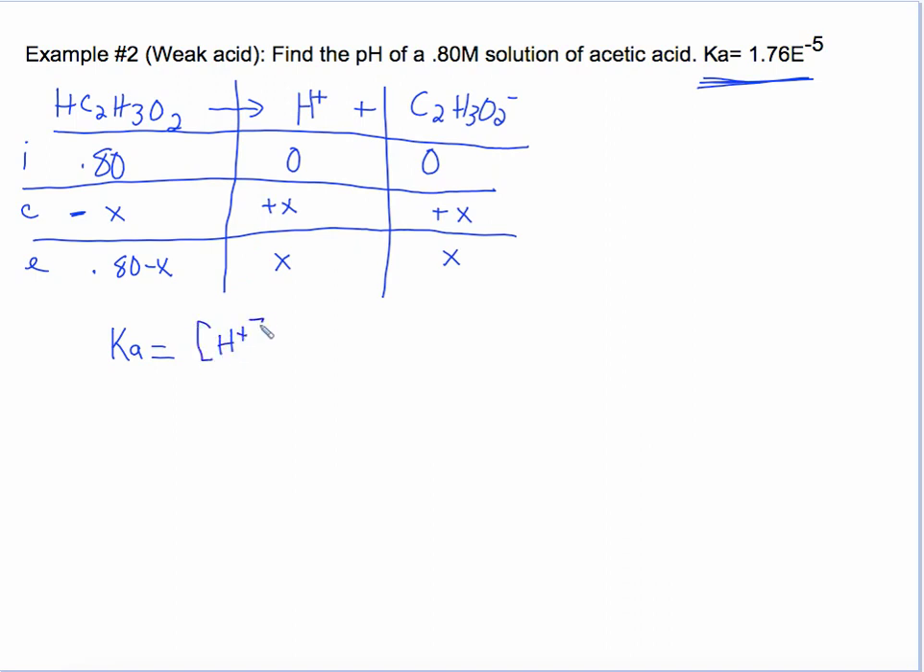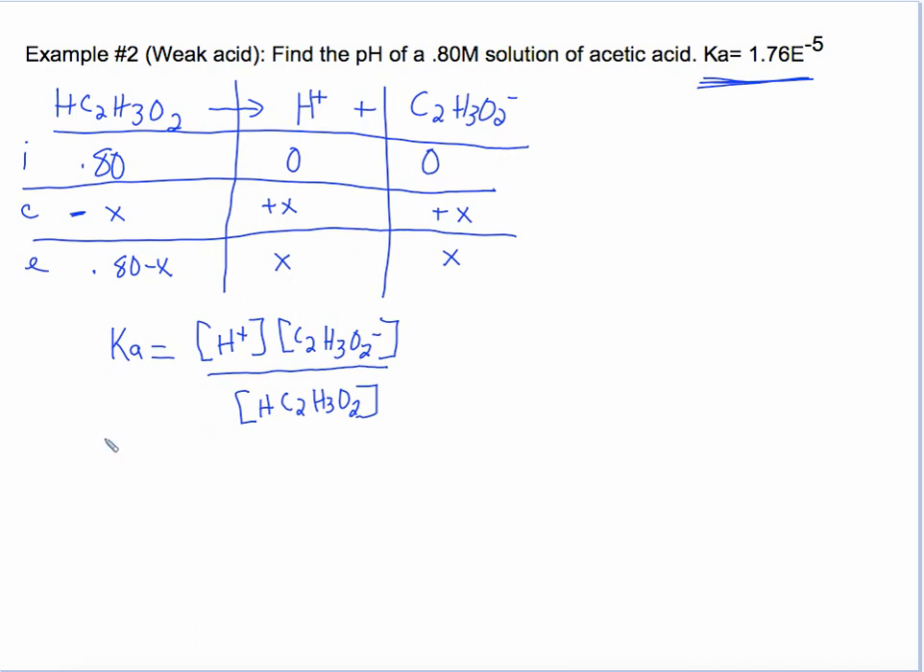It's the products, so it's going to be H plus times C2H3O2 minus. For acids, this is always the way to do it: the products over the original molarity of the acid, so we'll just write HC2H3O2.